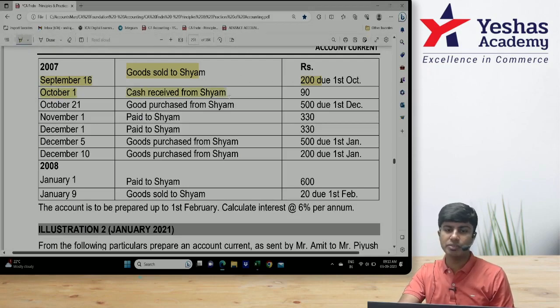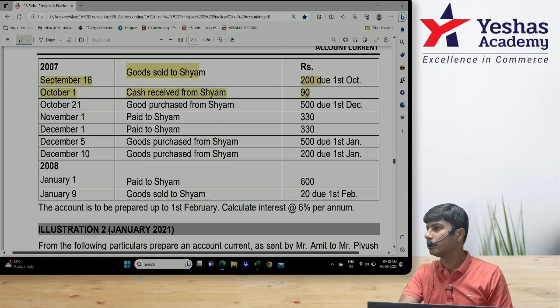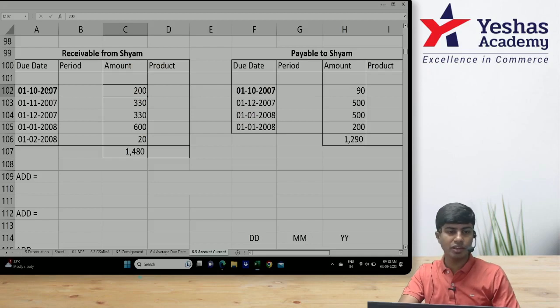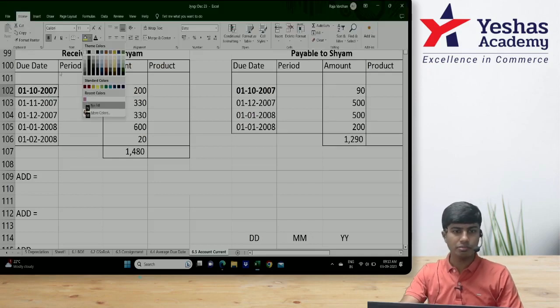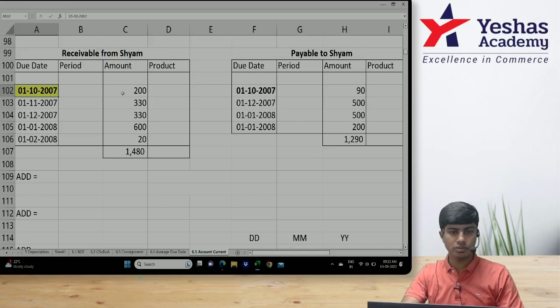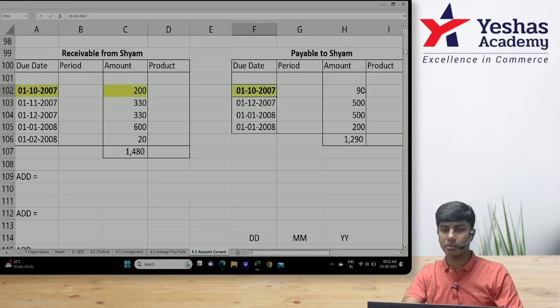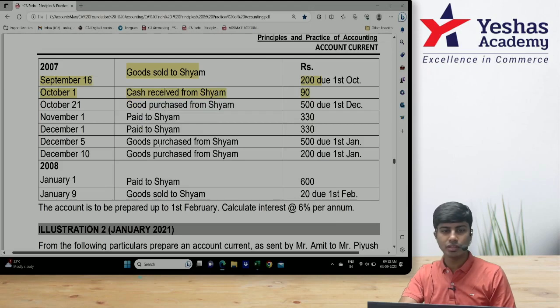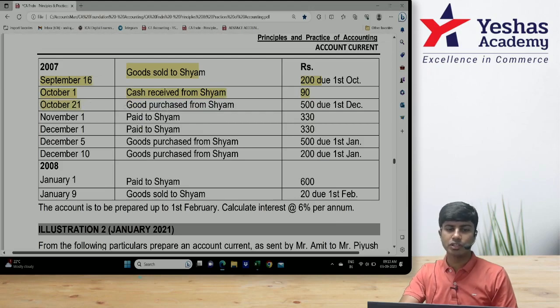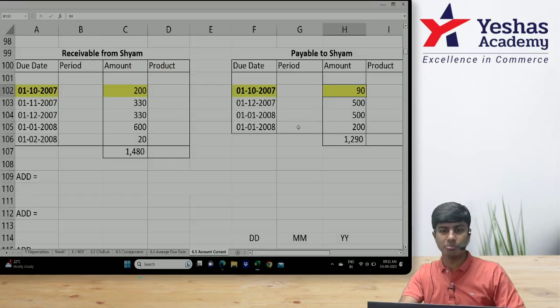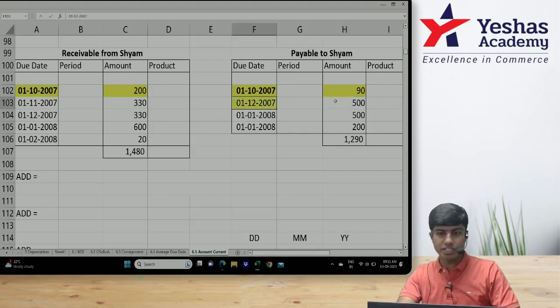Cash received from Shyam, 90. Cash received from Shyam is repayable, no? Payable. Am I right? Okay, if you want, I'll mark this yellow. See here, payable, 90, on October 21st. Goods purchased from Shyam. We'll keep the same color. Payable or receivable? Payable 500 on what date? 1st December. 500, 1st December payable.